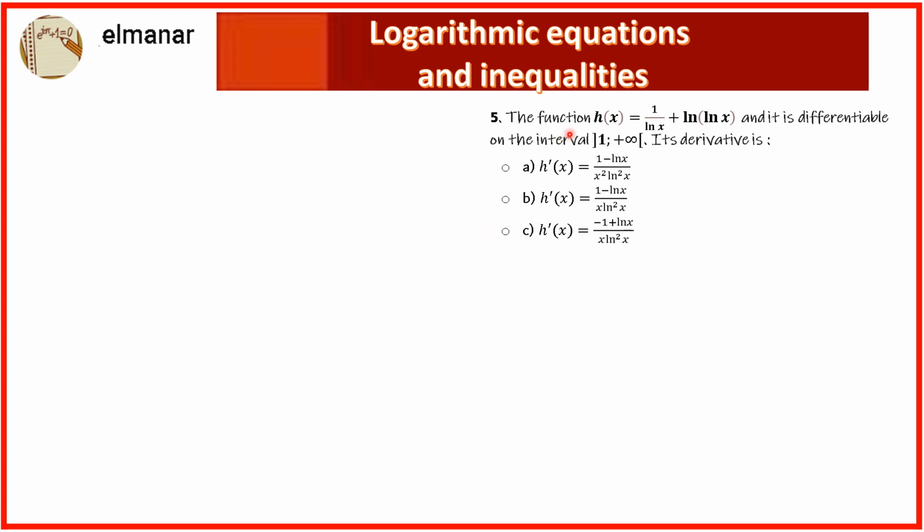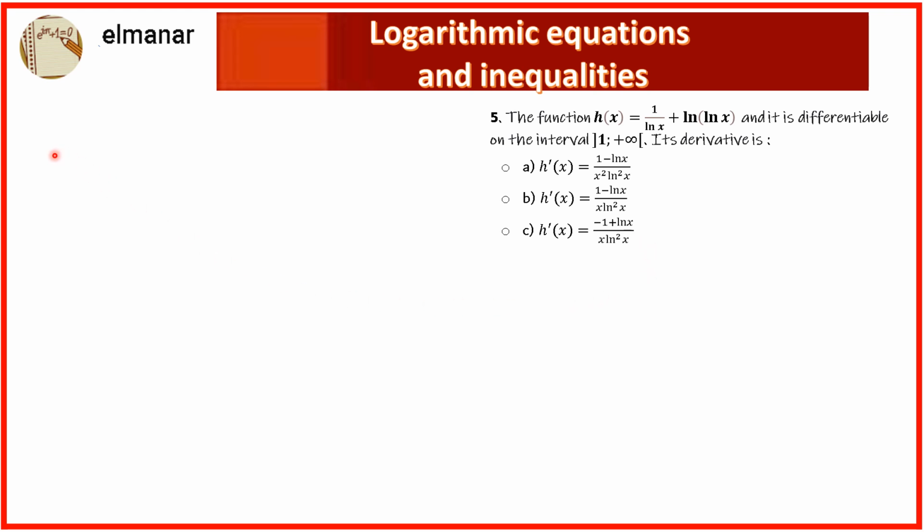The function h of x equals 1 divided by the natural log of x plus the natural log of the natural log of x is differentiable on the interval from 1 to plus infinity. Its derivative is option A, h prime of x equals 1 minus the natural log of x divided by x times the natural log squared of x. Option B, h prime of x equals 1 minus the natural log of x divided by x times the natural log squared of x. Option C, h prime of x equals negative 1 plus the natural log of x divided by x times the natural log squared of x.